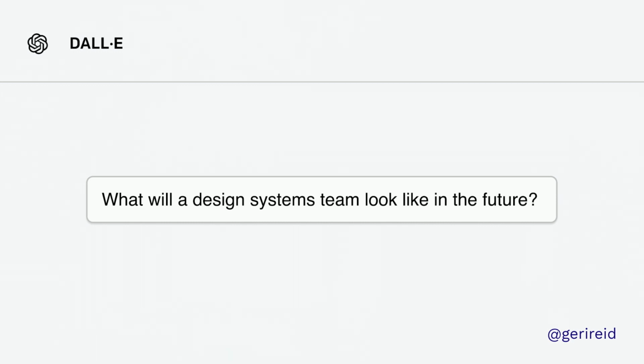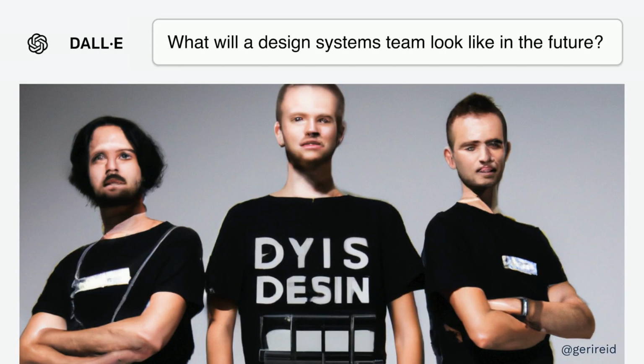As we're heading to the future, I asked DALL-E, the AI engine that can create images from a description, to set the scene for us. My question was, what will a design systems team look like in the future? Are you ready? You'll be reassured to see it's the same group of white guys, all wearing the same black, ironic typographic t-shirts, poised to mansplain CSS variables to you.